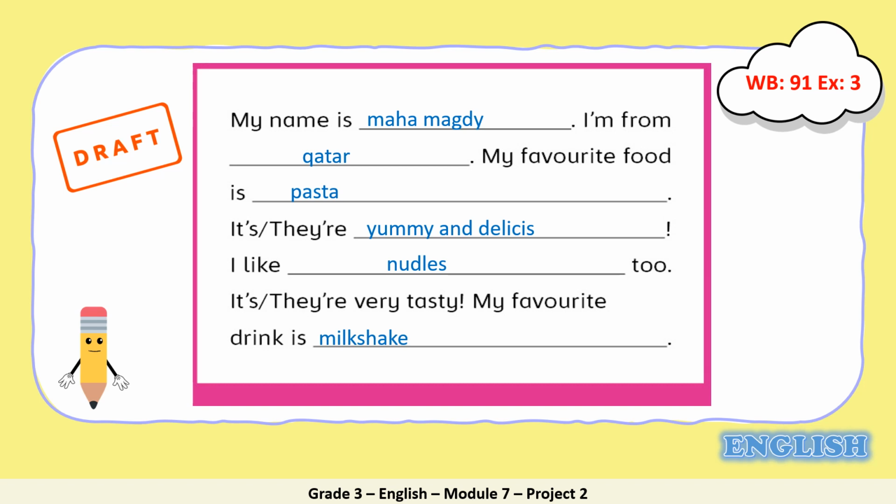This is my first draft. Let's read it together. My name is Maha Majdi. I'm from Qatar. My favorite food is pasta. It's yummy and delicious. I like noodles too. They're very tasty. My favorite drink is milkshake.